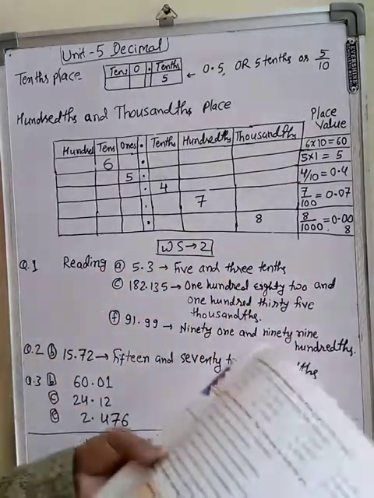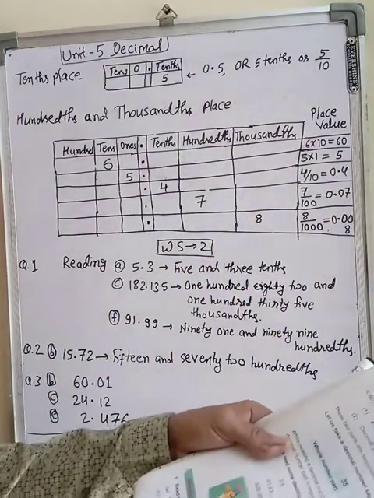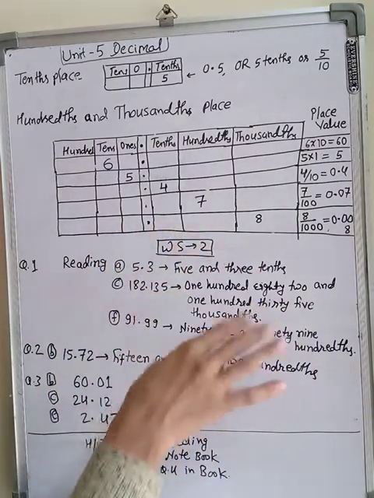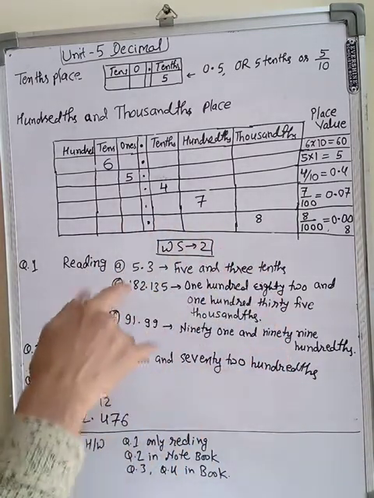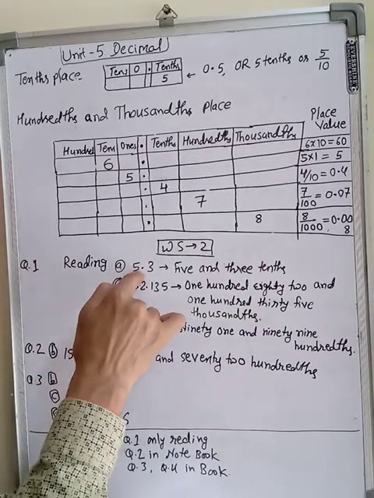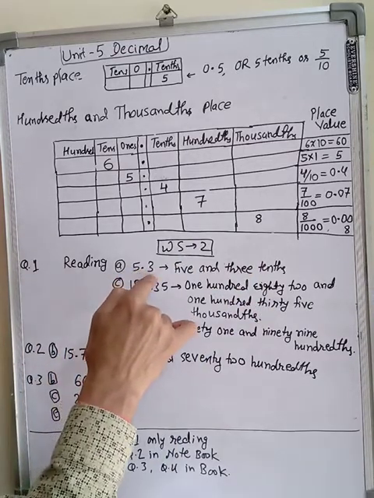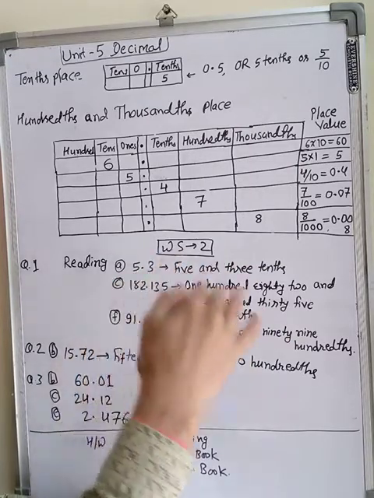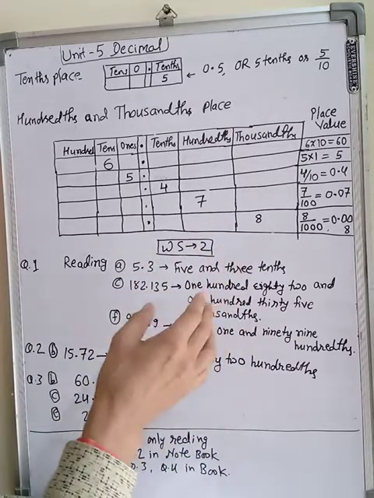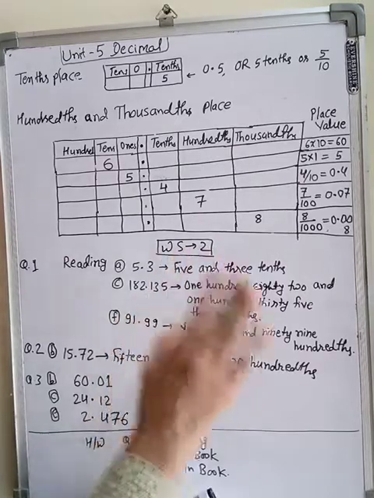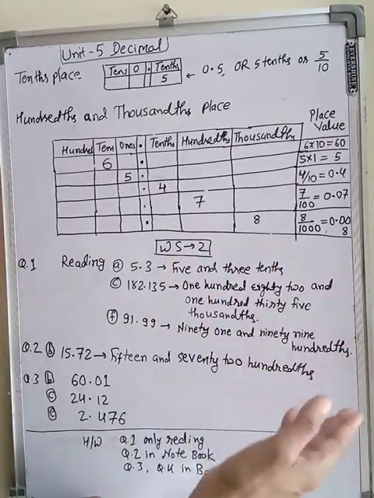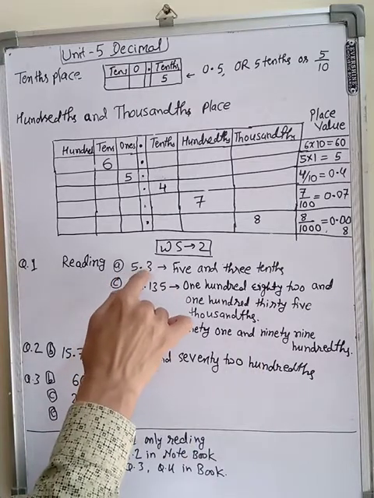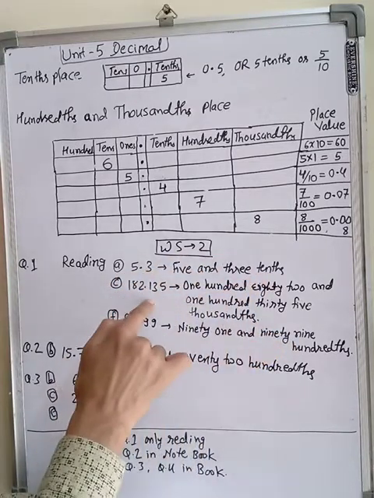Now come on to worksheet number 2. Question number 1 is to read the following decimals. I have written them here, so this is how you will read them. The first reading is 5, this 5 and 3 tenths. How will we read this? There are 2-3 ways of reading. Today I am teaching only one way. In the next period I will teach another way also. So 5 and 3 tenths. What will be this reading?